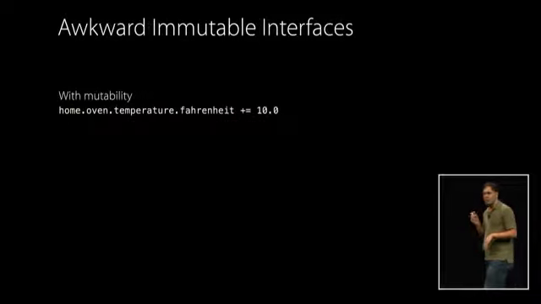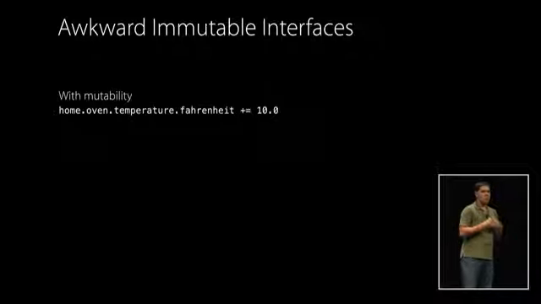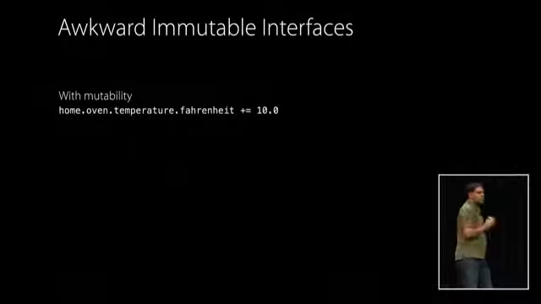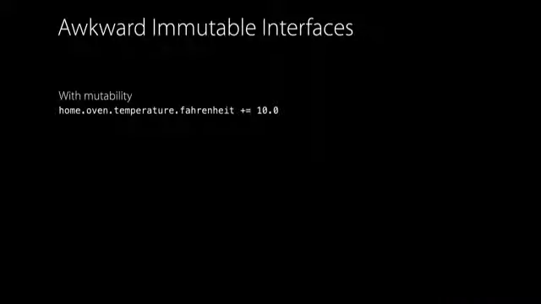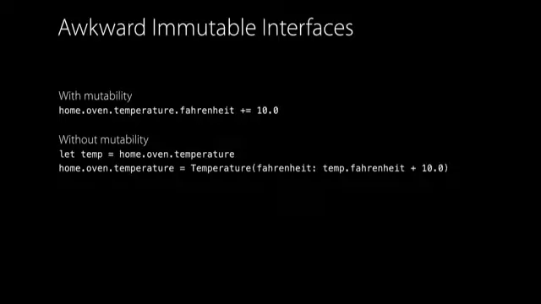OK, let's talk about awkward immutable interfaces. Before, if I wanted to tweak the temperature of my oven by 10 degrees Fahrenheit, that was a simple operation: plus equals 10. That's it. How would we do this if we've taken away mutation? Well, we have to grab the temperature object in the oven, and create yet another temperature object that has the new value. So it's a little bit more awkward.